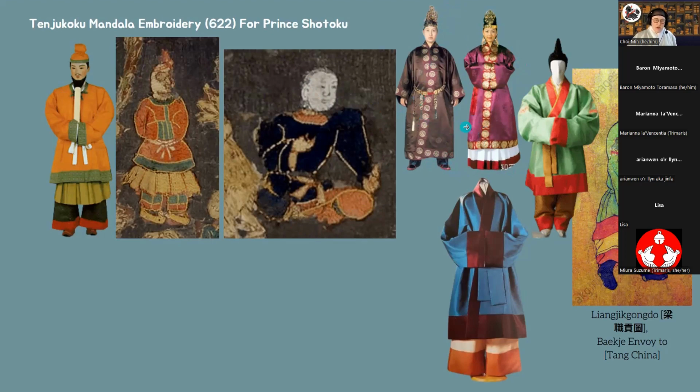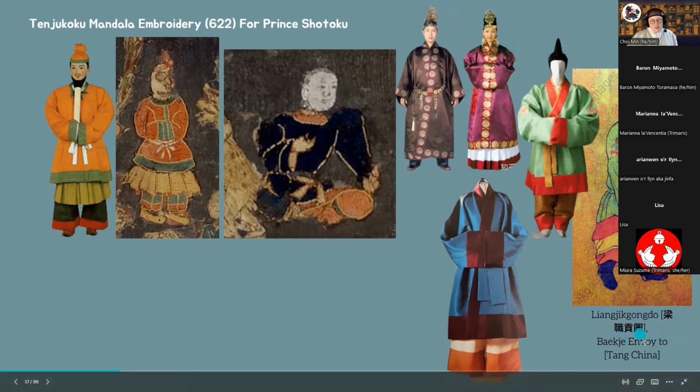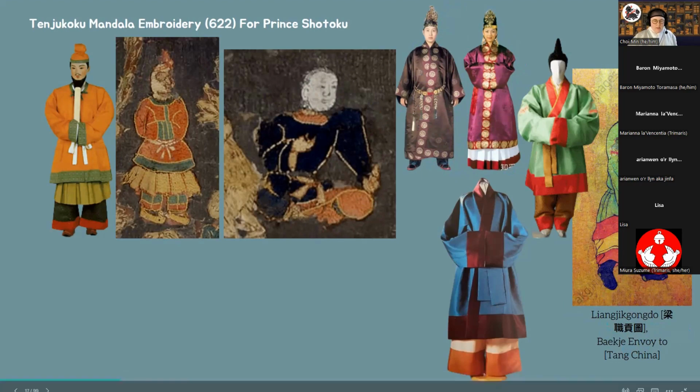But you can see it's just kind of cut and paste of what the Goguryeo outfits kind of looked like. Here's an envoy from Baekje from that same Liangjikgongdo, which is where the envoys are all depicted traveling to Tang Dynasty, China. And so here's two separate reproductions of this envoy's painted picture.